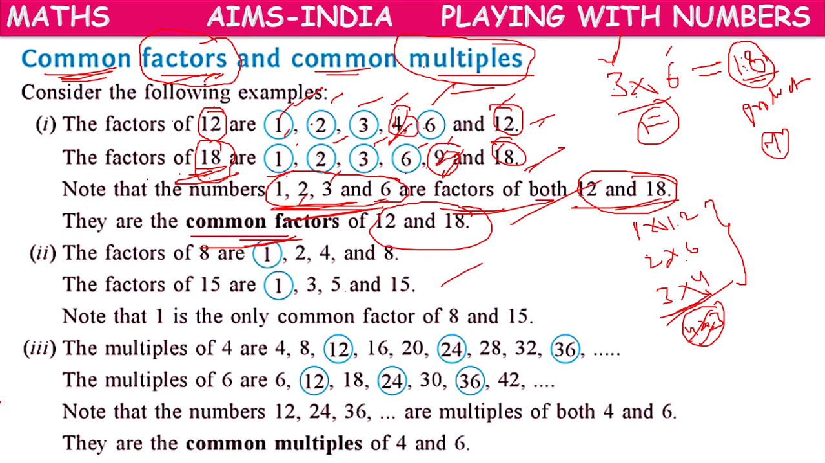In the same way, let's see the multiples of 4 and multiples of 6. Multiples of 4: 4 times 1 is 4, 4 times 2 is 8, 4 times 3 is 12, 4 times 4 is 16. Like that we can write 20, 24, 28, 32, 36 and so on. We can write infinite multiples of 4. In the same way, for 6, starting from 6, 12, 18, 24, 30, 36, 42 and so on, up to infinity, we can write multiples of 6.